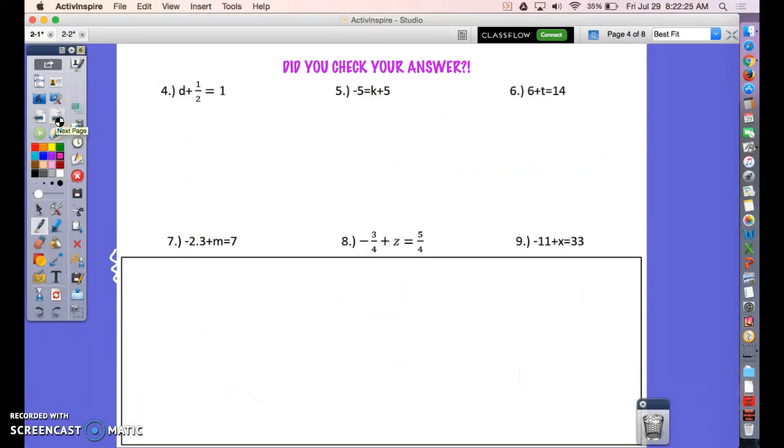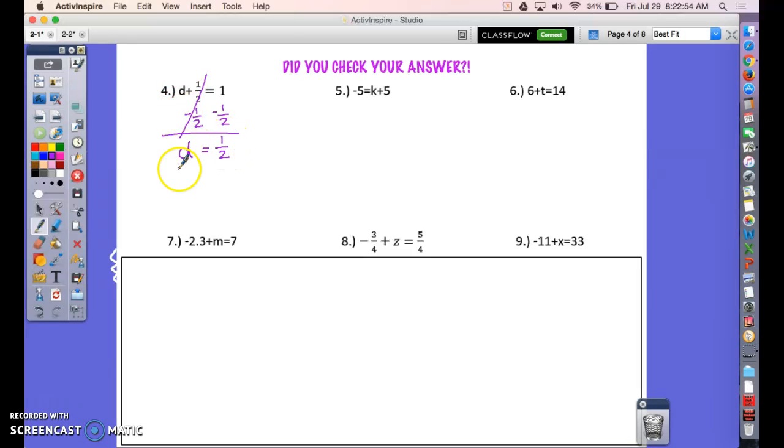What is happening to D? D is, I am adding 1/2 to D, so how do I undo that? The opposite of adding 1/2 would be taking away 1/2. Again, you should be able to do these basic math skills without a calculator. You may want to brush up on your fraction and decimal rules if you're having a hard time with this. By taking away 1/2, I cancel these out and I'm left with D equals 1 minus 1/2 is a 1/2.